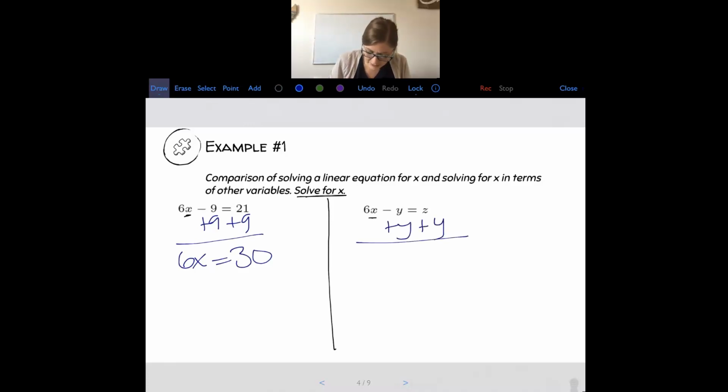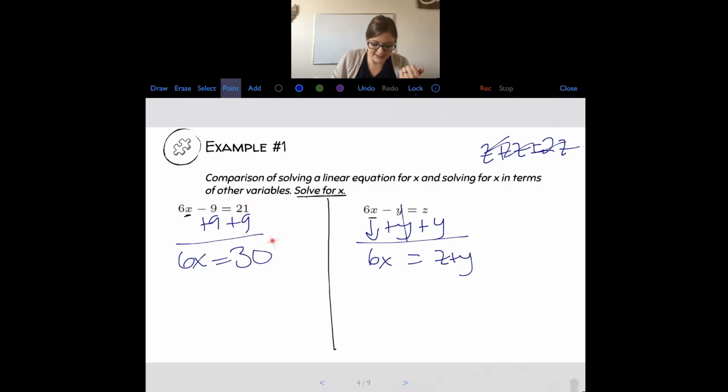Now we bring down the 6x, the y's cancel. z plus y is just z plus y. You can only condense it down to one term if they're like terms. So for instance, if we had z plus z, that would be 2z. But in this case, we have z plus y. They're not like terms, so it just stays as z plus y. Over here, 21 plus 9 is 30 because those are like terms that we can add together.